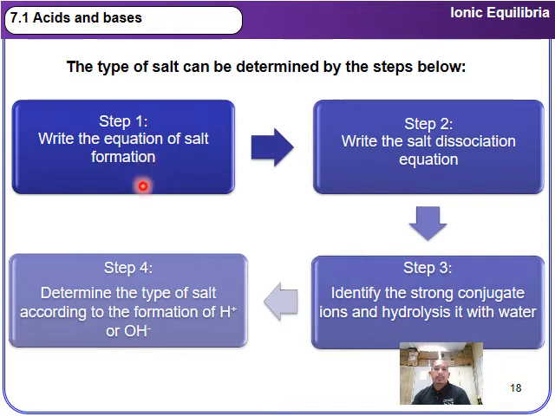The first step you need to do is to write the equation of salt formation. The second step is to write the salt dissociation equation. Step number 3 is to identify the strong conjugate ions and hydrolyze them with water. And finally, determine the type of salt according to the formation of either H+ or OH-.